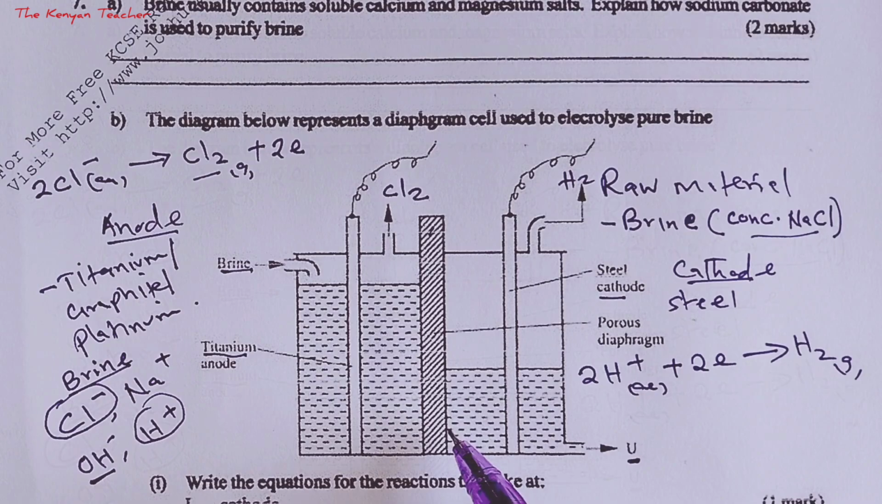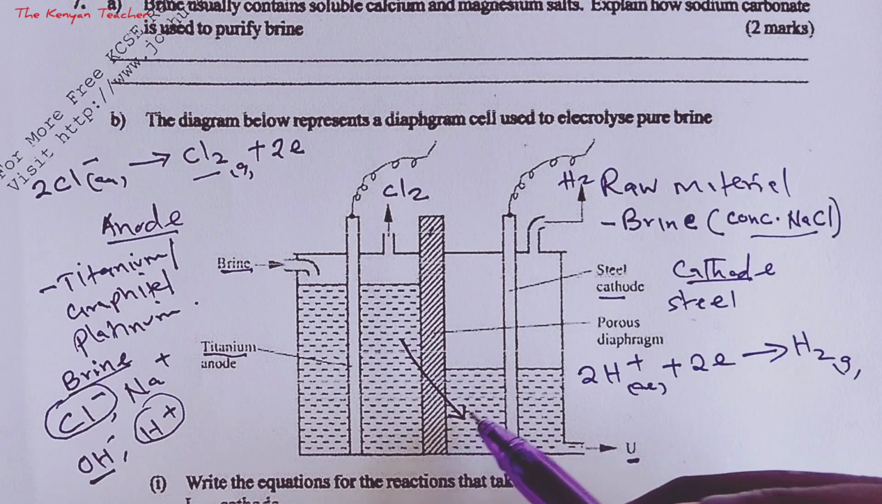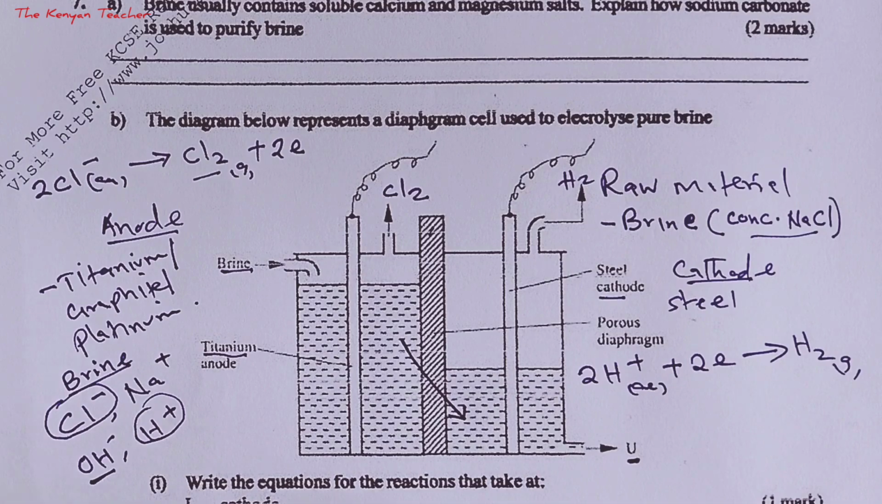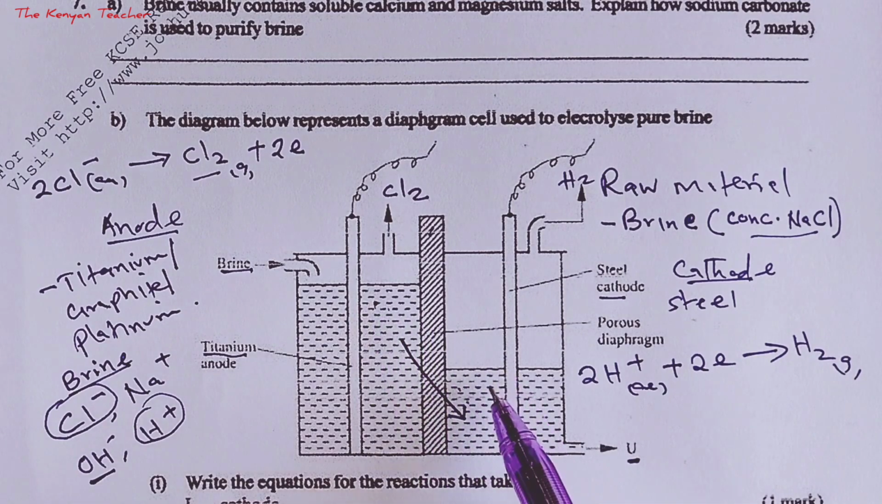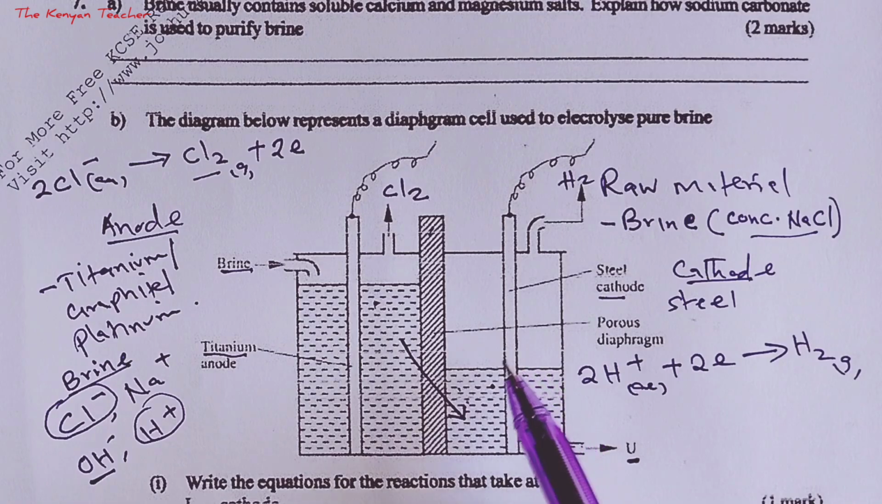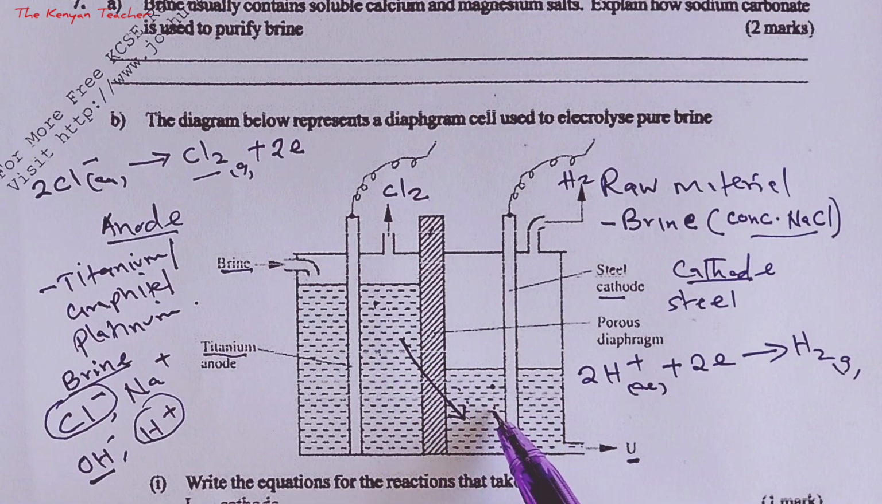Number 2, the diaphragm also allows for movement of ions. Actually, it allows for movement of solution from the anode side to the cathode side. And it is made possible due to the differences in the levels. Candidate, you can see the level on the left is higher than that on the right. So this ensures that at all times our solution is able to flow from anode to cathode.